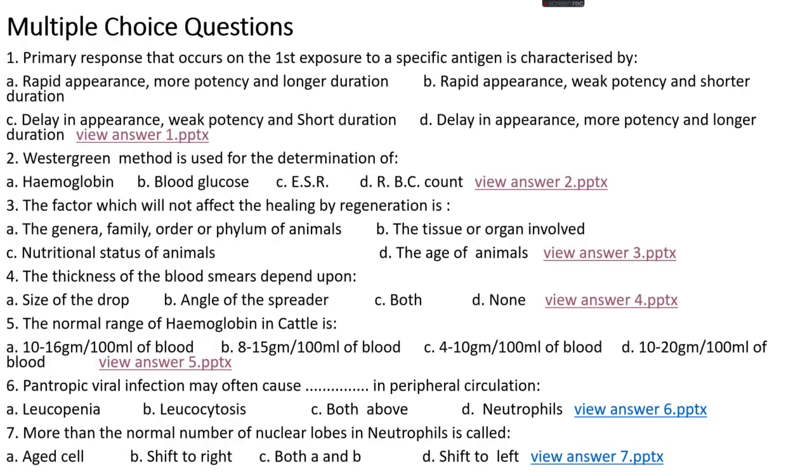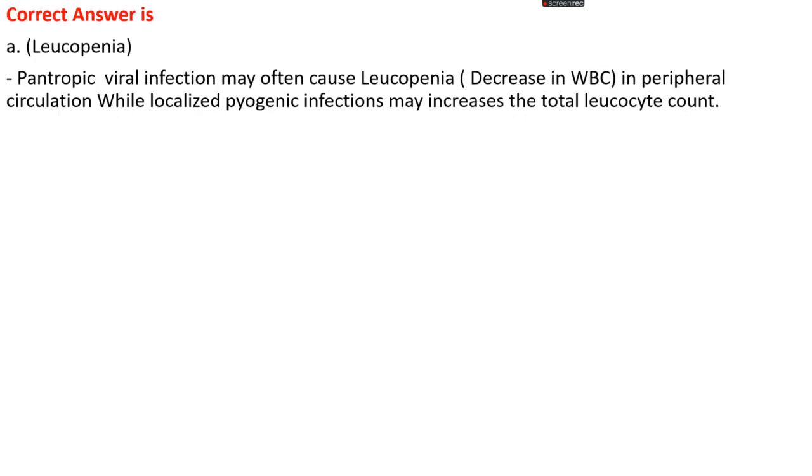Okay, question number 6. Pantropic viral infections may often cause, in peripheral circulation, option A, leukopenia. Option B, leukocytosis. Option C, both. Option D, neutrophil. The right answer is option A, that is leukopenia.